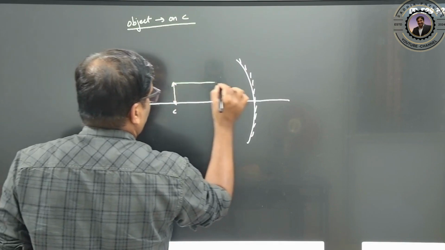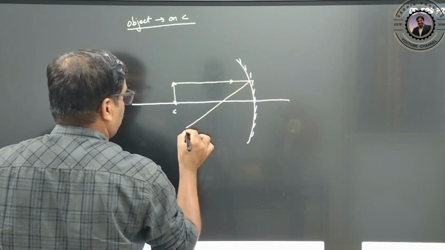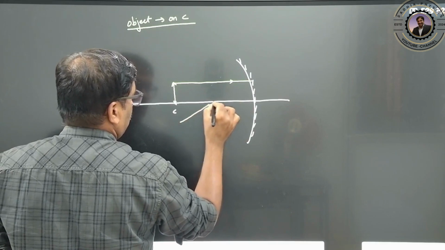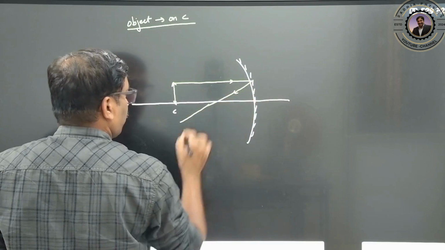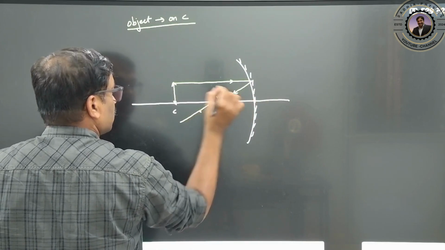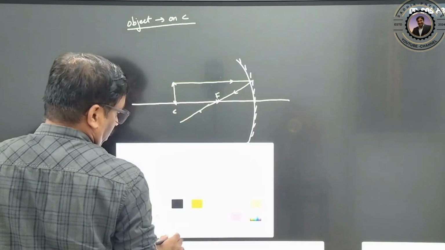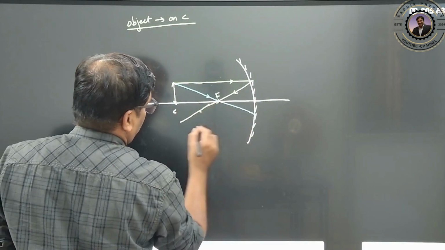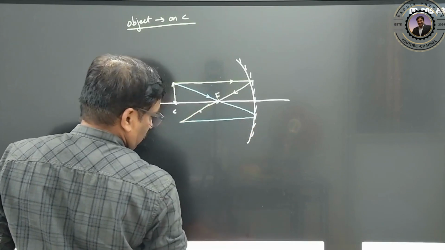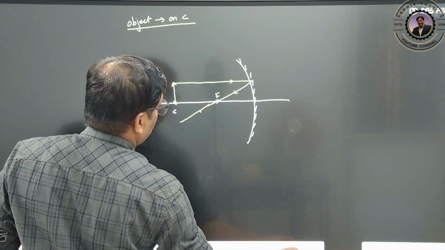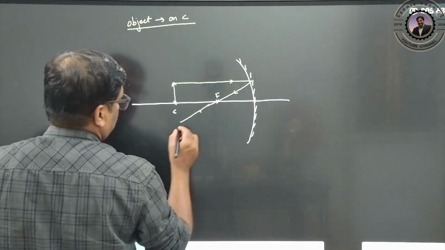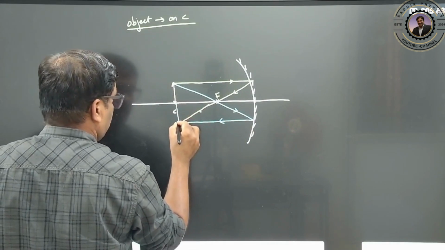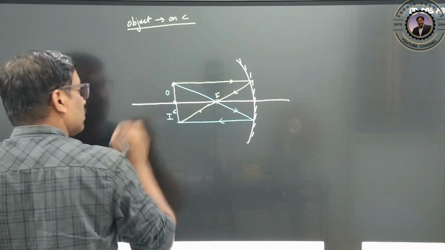So suppose a light ray is going like this, parallel to this one, then after reflection it will go to the principal focus. Clear? Now one more ray: if a light ray is going to the principal focus, then after reflection, here an image is created. This is your object, this is your image.